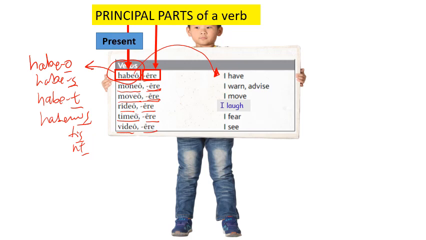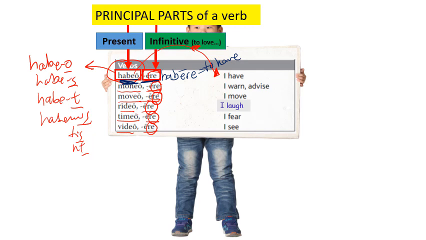However, the second principal part is the infinitive. And the infinitive always ends in re. It does not have persons, and it is translated as to do something. So, for example, habeo means I have. Habere means to have. Moveo means I move. Movere, these are the endings here of the infinitive. So movere means to move.